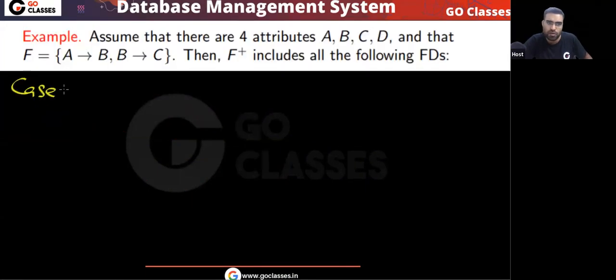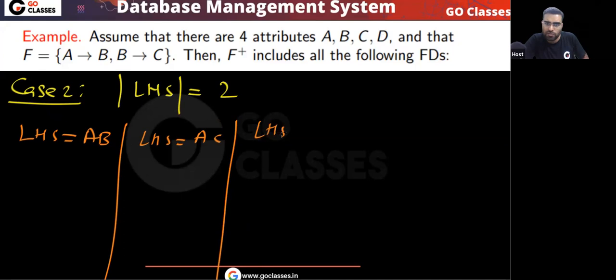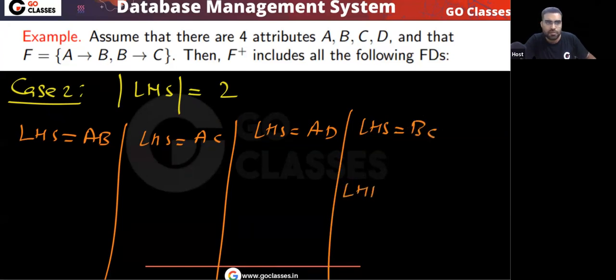What is case 2? Case 2 is when LHS has 2 attributes, when the size of LHS is 2. So tell me, when LHS has 2 attributes, what is possible? LHS can be AB, LHS can be AC, LHS can be AD. What else? LHS can be BC, BD, LHS can be CD. Yes or no? Is this clear? So these are the cases. Please tell me, did you understand?